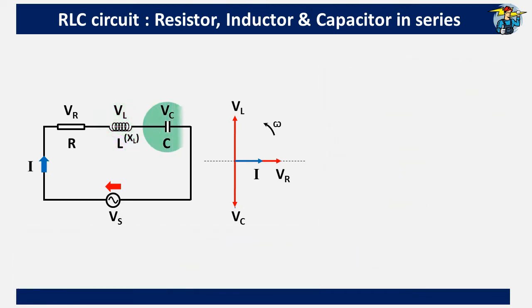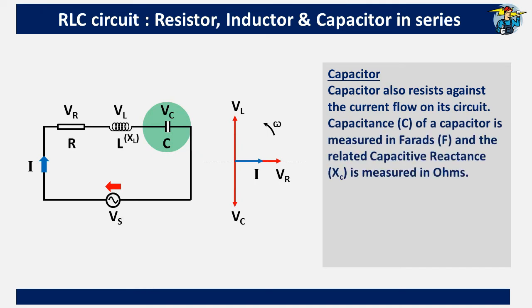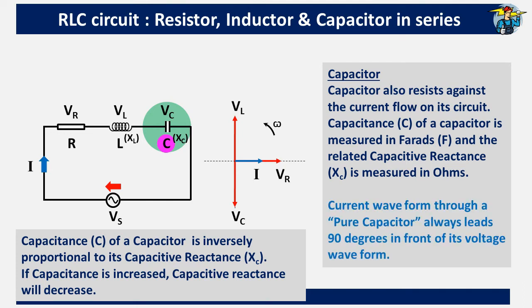Next we go to the capacitor. Capacitor also resists the current flow in its circuit. Capacitance C of a capacitor is measured in farads, and the related capacitive reactance XC is measured in ohms. Capacitance of a capacitor is inversely proportional to its capacitive reactance. If capacitance is increased, capacitive reactance will decrease. Current waveform through a pure capacitor always leads 90 degrees in front of its voltage waveform.